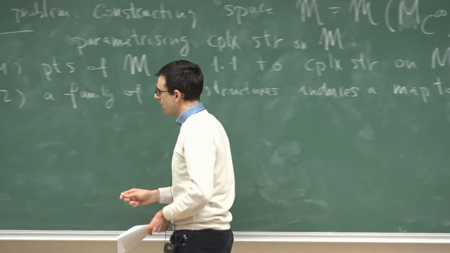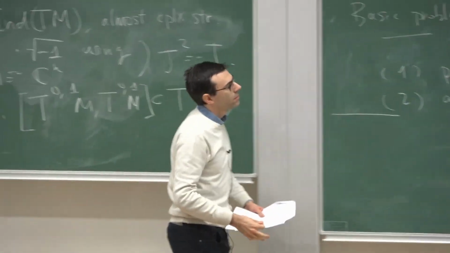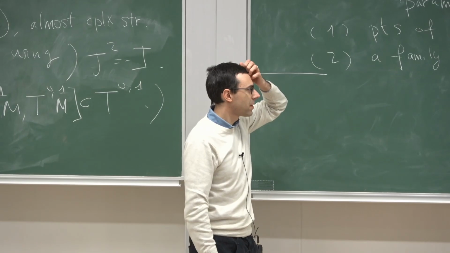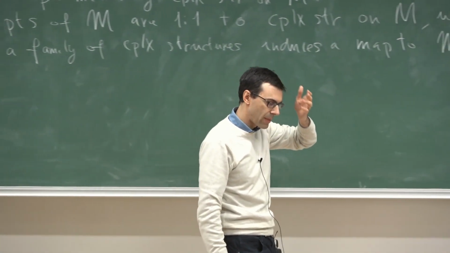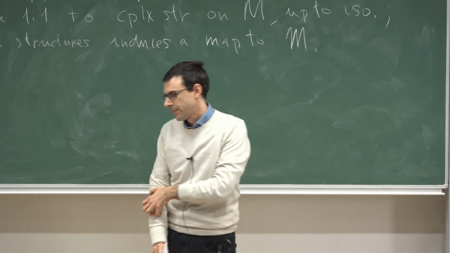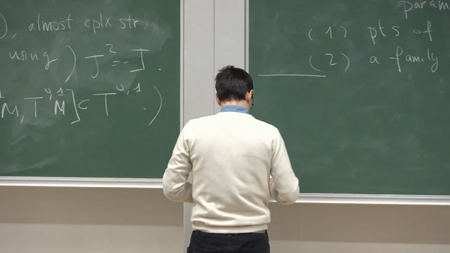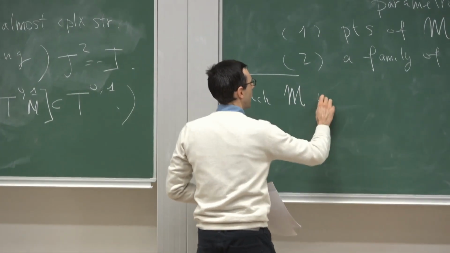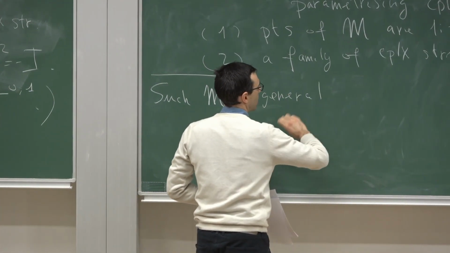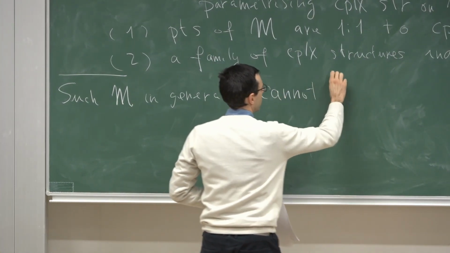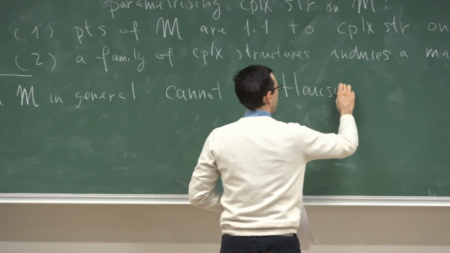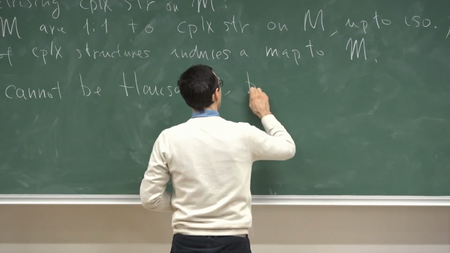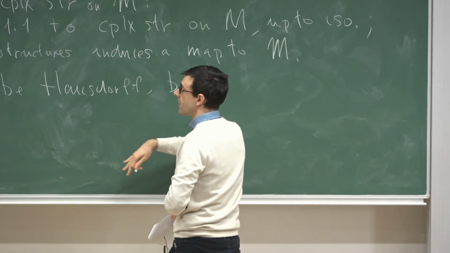So there are some minimal things you might ask. The problem is that, after a little thinking, you realize that even if you can construct such a moduli space, in general it will never be separated. It will never be Hausdorff. Such a space, in general, cannot be Hausdorff. And the reason is that you generally get this phenomenon which is called jumping of the complex structure.